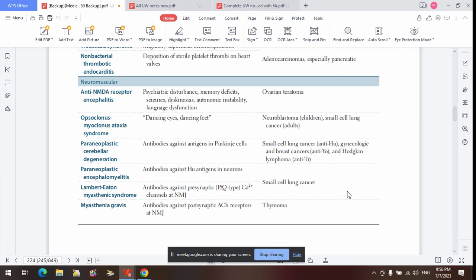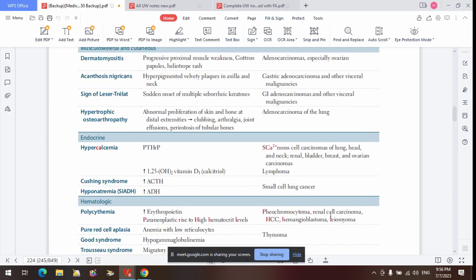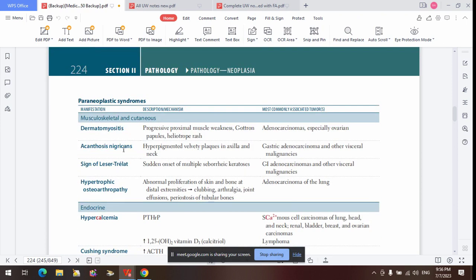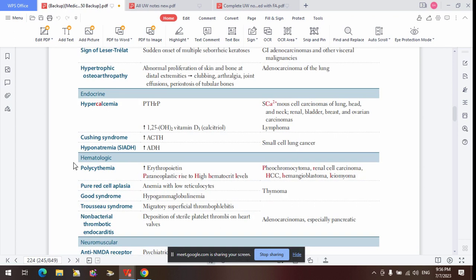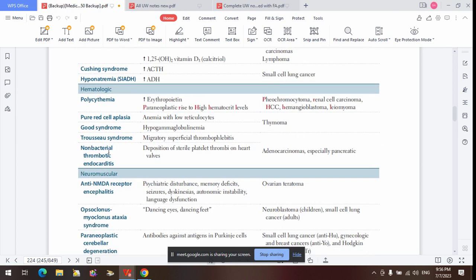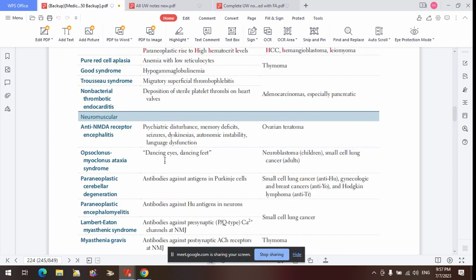and learn them. The ones that I feel are very important: dermatomyositis is important, acanthosis nigricans very important. In fact, all the musculoskeletal, we have to know them. All the endocrine, we can't joke with it. We have to know it. We have to know polycythemia, non-bacterial thrombotic endocarditis. They can test it, as well as Trousseau syndrome. This Good syndrome, I've seen it in only one question. No, sorry, red cell aplasia has one question, but Good syndrome and red cell aplasia is not very high yield. Polycythemia, Trousseau, non-bacterial, very important.